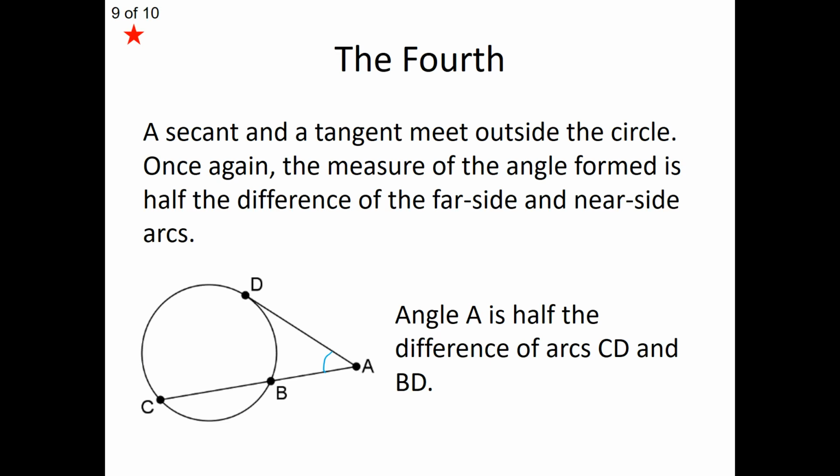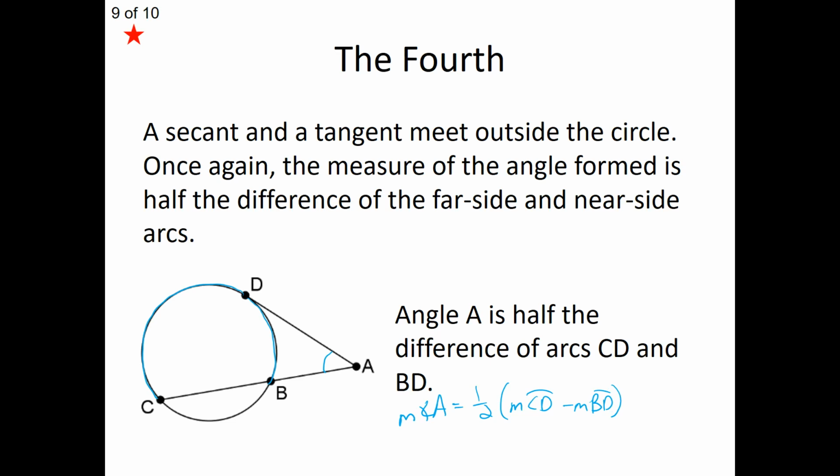And we use the jargon that we've talked about of far side arc and near side arc. As you see that the measure of angle A, as we extend the sides out, it cuts out this arc DC, and it also cuts out this arc DB. And there is our far side arc and our near side arc. And what we're going to find is that the measure of our angle A is actually equal to half the difference of the measure of our far side arc, CD, minus the near side arc, BD. And that's what we're going to prove in our fourth example here.